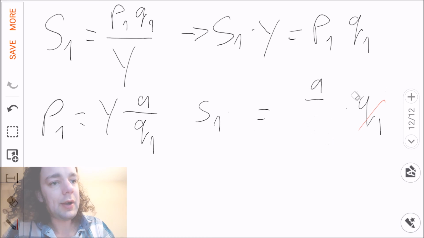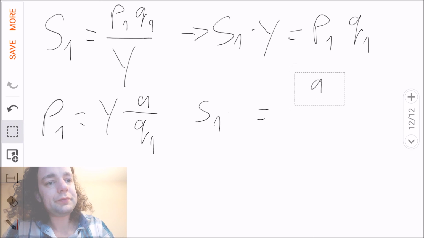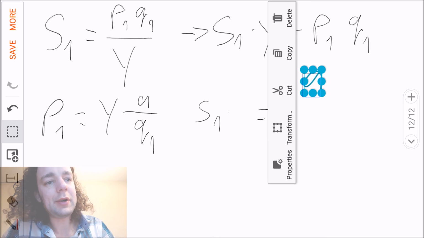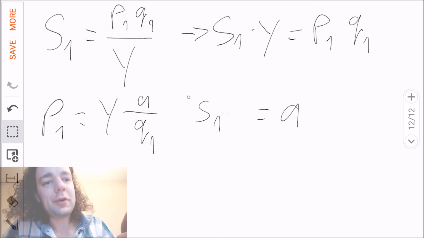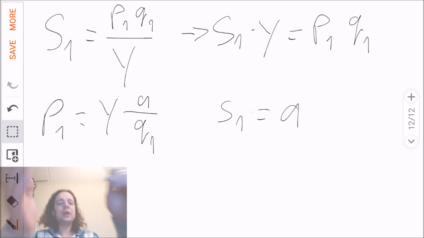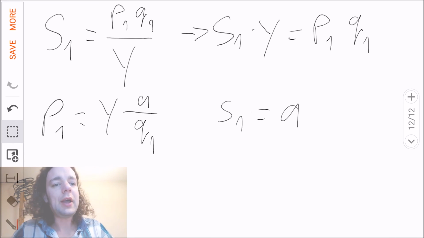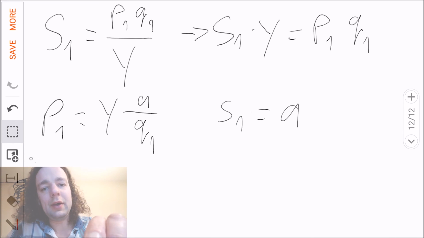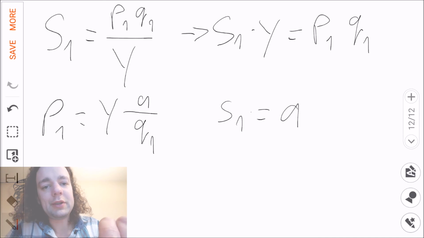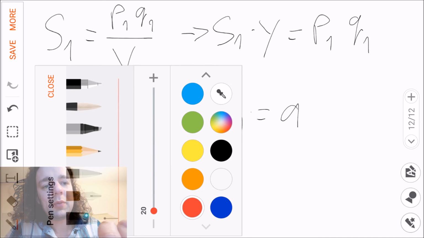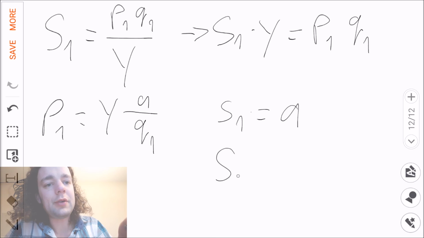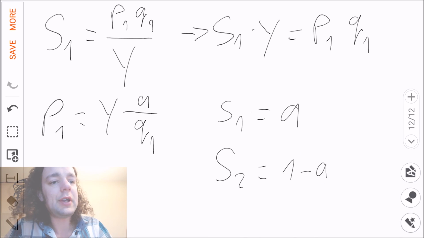The share in a Cobb-Douglas function. Let's make it bigger, and now let's drop it down. So the share of 1, the share of apples, is equal to A. And well, then we'll make the story complete. What will be the share of 2? Share of 2 will definitely be 1 minus A.